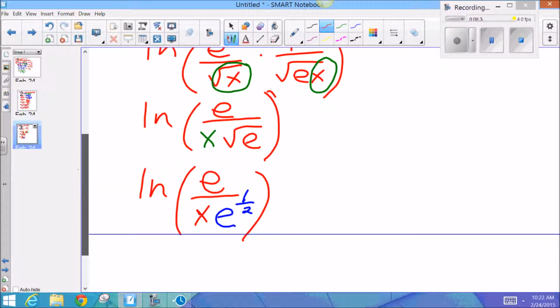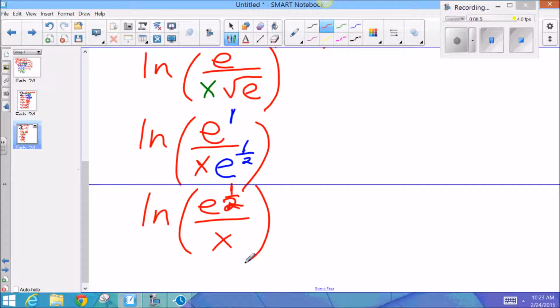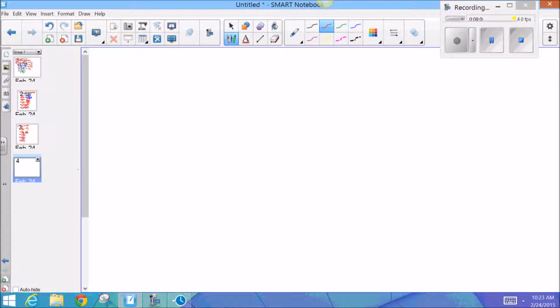Okay. And so I'm going to subtract my exponent. So I've got a power of 1, e to the power of 1 over e to the power of 1/2. Subtract the exponents is e to the power of 1/2. Okay. I think that's it. That's the answer in simplest form. Problem 18.